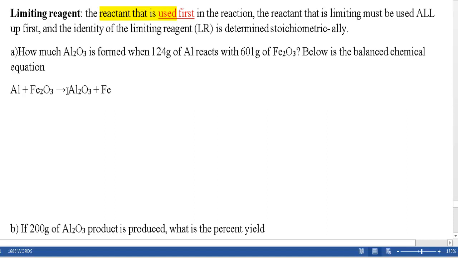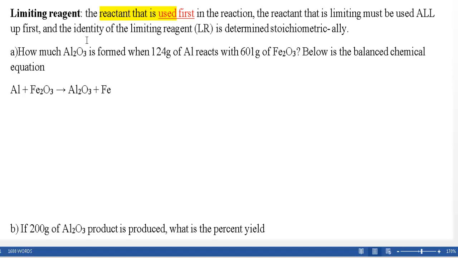Some students on a test question, what is the limiting reactant? They'll write Fe or they'll write Al2O3, which is ridiculous because a limiting reactant is a reactant. Okay, it is not the product. So this sets the limit on how much product you can produce. How will we know how much product is produced? The limiting reactant tells us this.